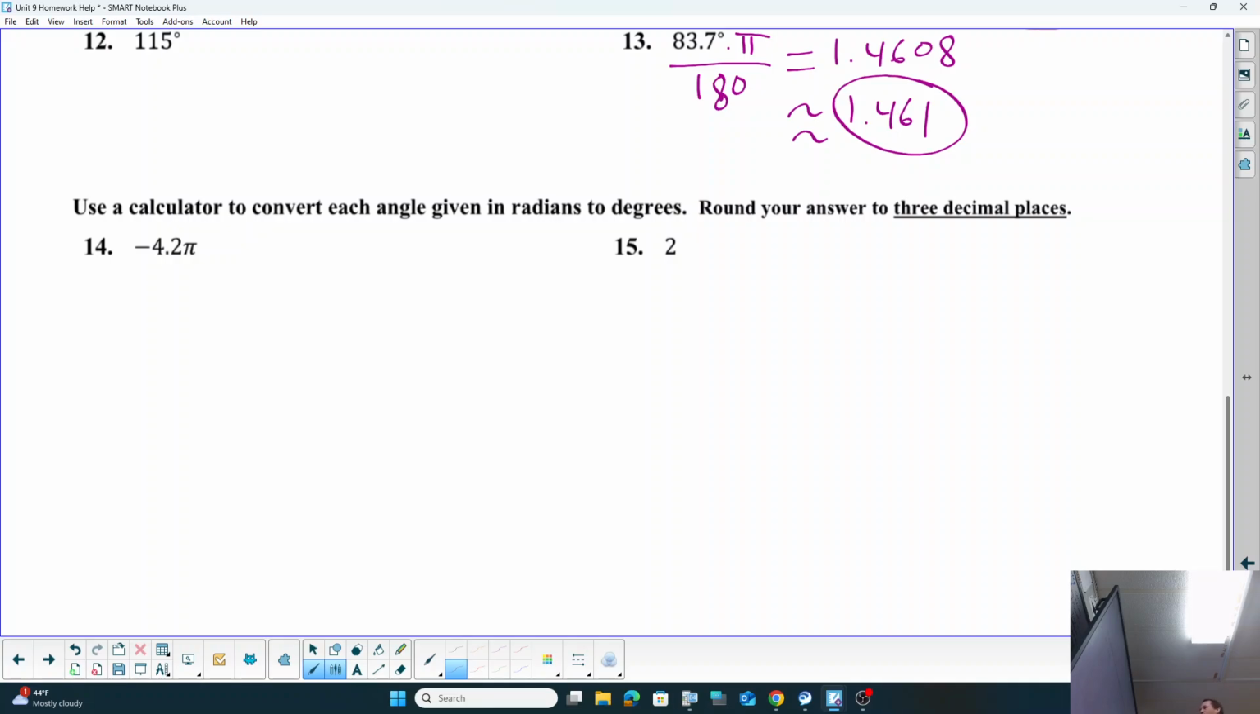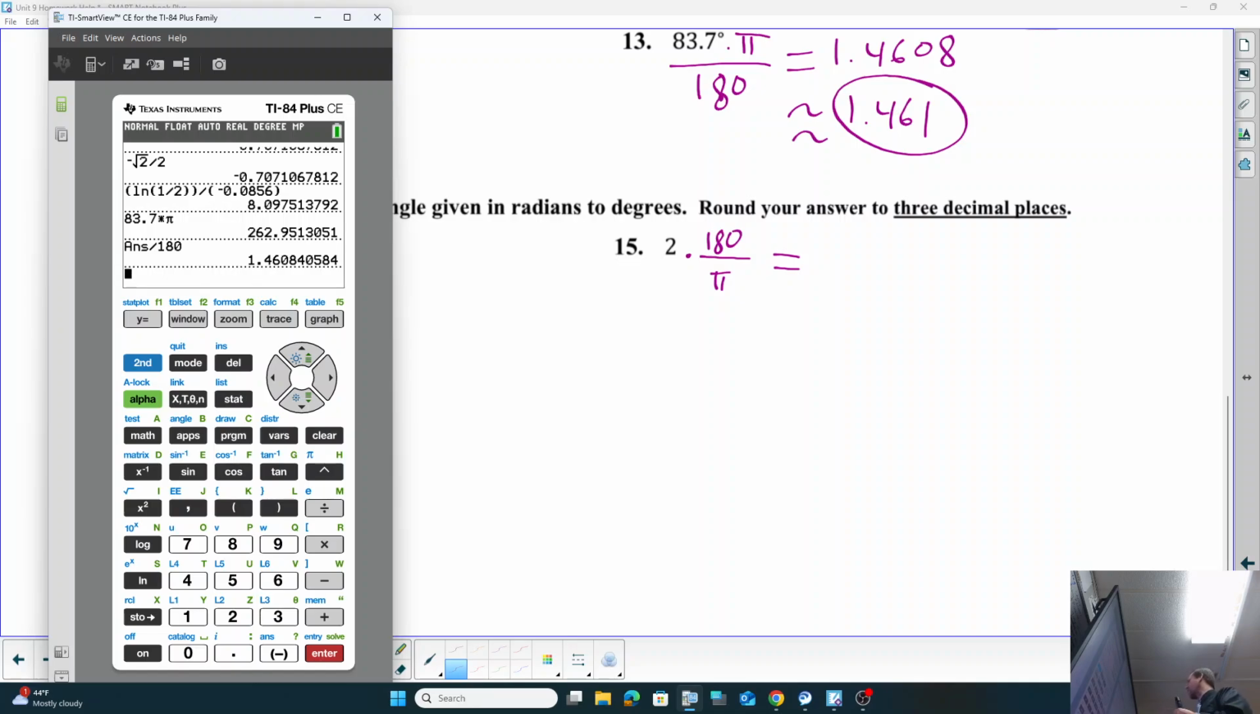Use your calculator to convert each angle in radians to degrees, round to 3 decimal places. How do we turn it to degrees? Well, we times it by 180, and we divide by pi. That's going to be weird and interesting, but we'll do it. So that's going to be 2 times 180, which is 360. And so 360 divided by pi.